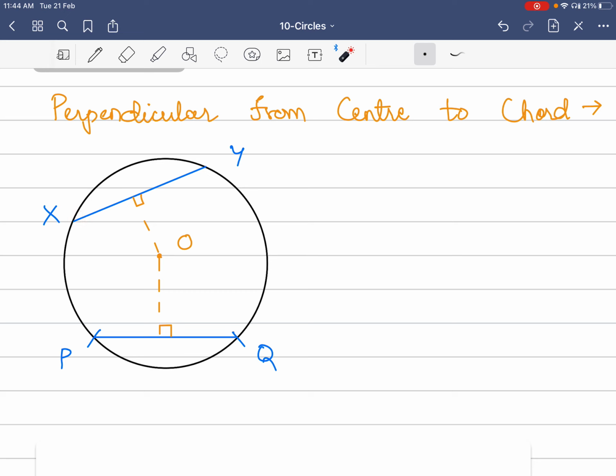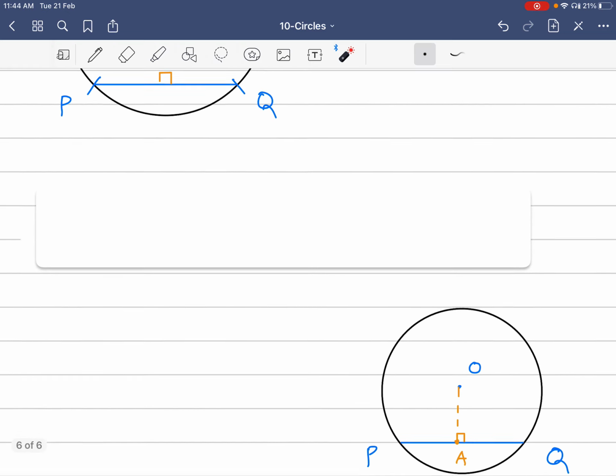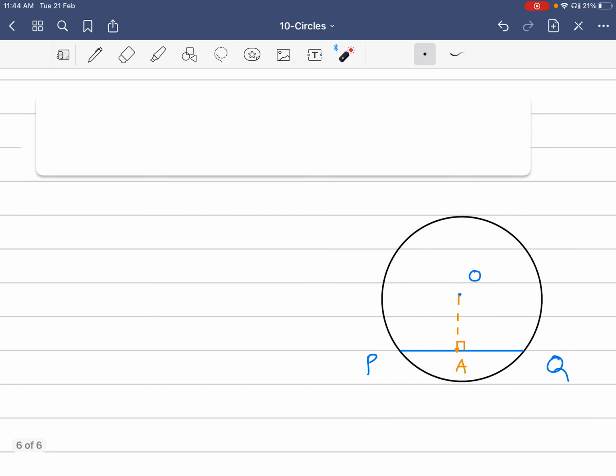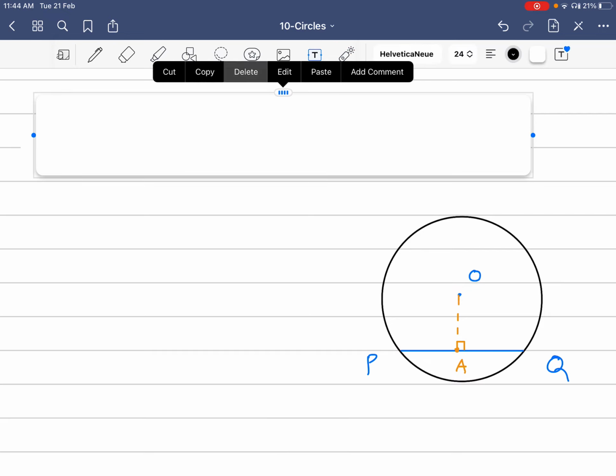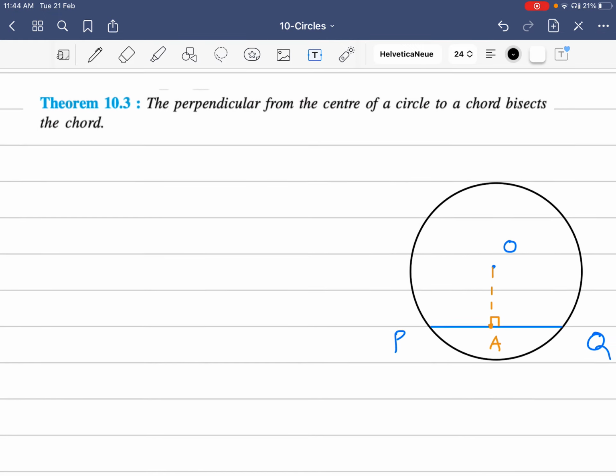Now, why are we exactly doing this? Why are we constructing these perpendiculars from the center towards the chord? The reason is that this perpendicular that we draw to the chord has one very interesting property that we are going to see in the next theorem. So here we already have this figure, where we have one perpendicular from the center to the chord. Now let's see what the theorem says. So I'm going to remove this and try to zoom in a bit.